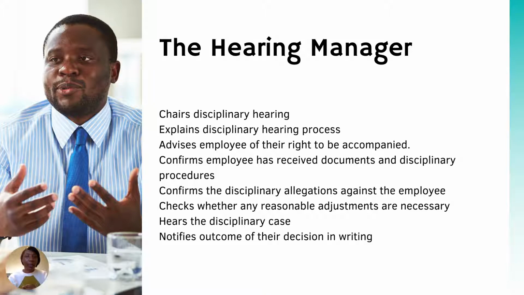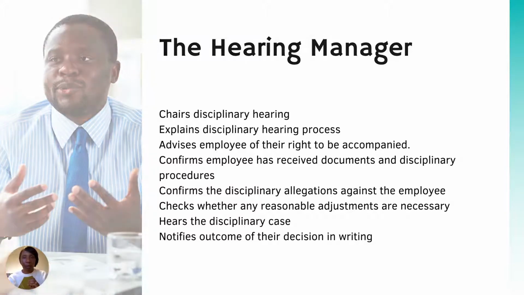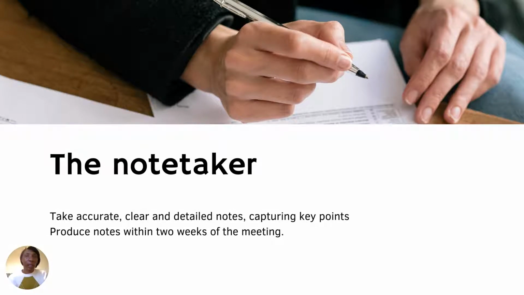Now, the hearing manager, which is the next role up, if the matter goes to hearing, there will be a hearing manager, and the hearing manager is responsible for chairing a disciplinary hearing, explaining the disciplinary hearing process, and that includes advising the employee of their right to be accompanied, checking that they've received all the paperwork and the disciplinary procedures. Do they need reasonable adjustments? And the hearing officer will hear the case and notify the outcome of their decision in writing. Now, there are timescales to notifying an employee of the outcome of a hearing, so check your individual policies for that also.